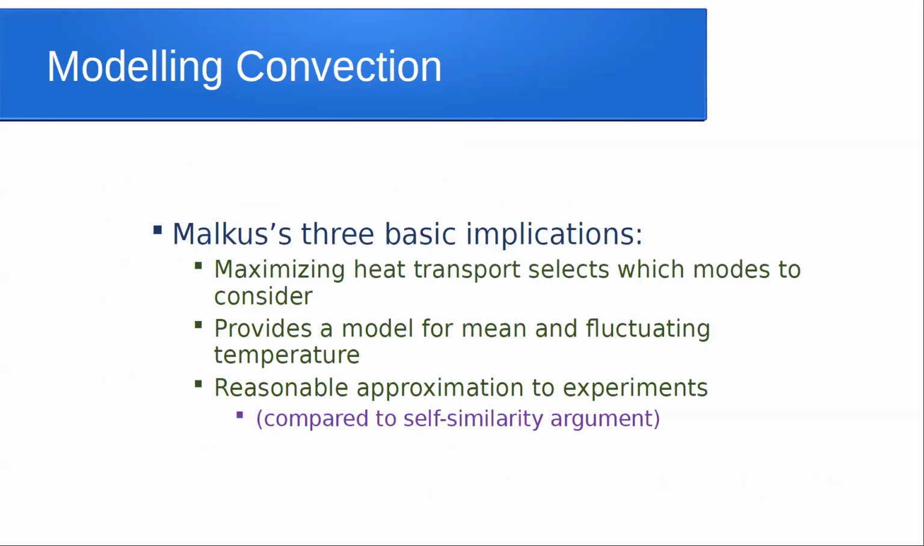Okay, so the basic implications of this are you want to maximize the heat transport, because this selects which modes to consider. So that's another kind of choice in this model. It provides a model for the mean and fluctuating temperature as well as the velocities. And it actually provides pretty good approximations to experiments compared to self-similarity arguments like Kolmogorov, for instance, because it is buoyantly driven. If you're going to Kolmogorov, of course, you break some of the assumptions of Kolmogorov, namely the homogeneity and the isotropy assumptions there, really just isotropy.